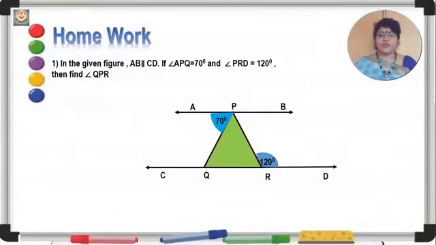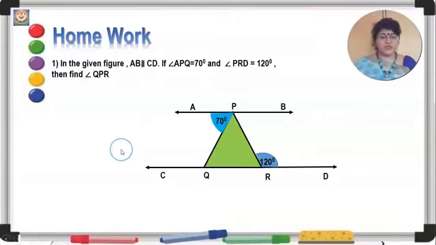This is the first homework question. In the given figure, AB is parallel to this line CD, and it is mentioned that APQ is 70 degree. They've also given you PRD as 120 degree. You have to find out the value of QPR, that is this angle. Now students, use this clue. AB is parallel to CD. So see if you could use alternate angles in this. Use that property and then find out the measure of this angle QPR.